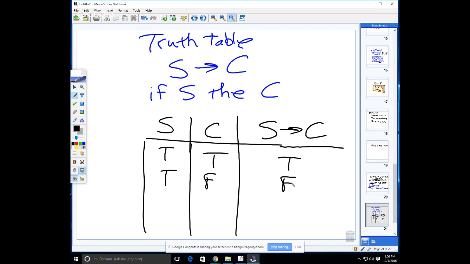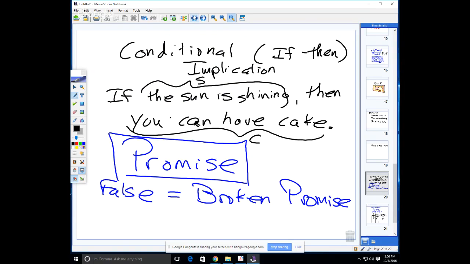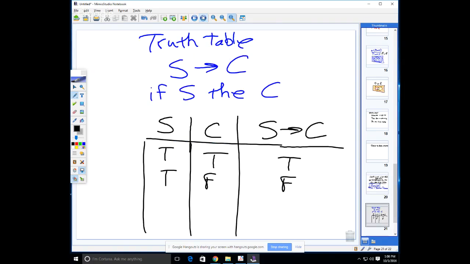Okay, right? So we're trying to analyze the truth of this whole sentence here, and then we look at a situation. Yep, the sun was shining. Did Gary give you cake? Nope. I lied. I broke my promise. That makes the whole thing false, right? If you're lying, something is false. All right. Now, those are the only two ways it can go if the sun was shining.